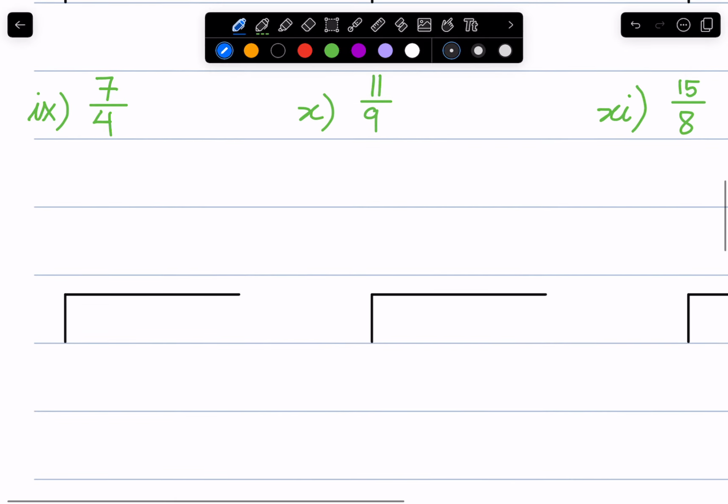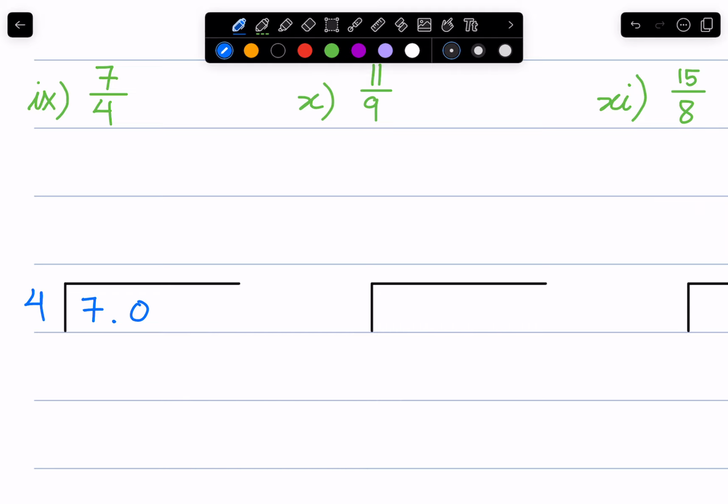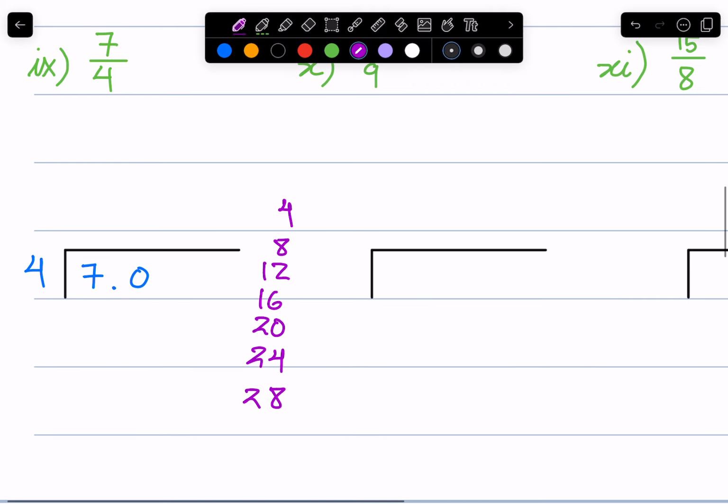So now remember, the denominator is the divisor, and the dividend is the numerator. And we know we're going to be borrowing decimals, so I'm just going to start straight away as 7.0. Now, you'll notice straight away that 4 can go into 7, because 4 times 1 gives me 4. Let's write this out. 4, 8, 12, 16, 20. That should be enough. Let's keep going. 24, 28. I believe that should be enough.